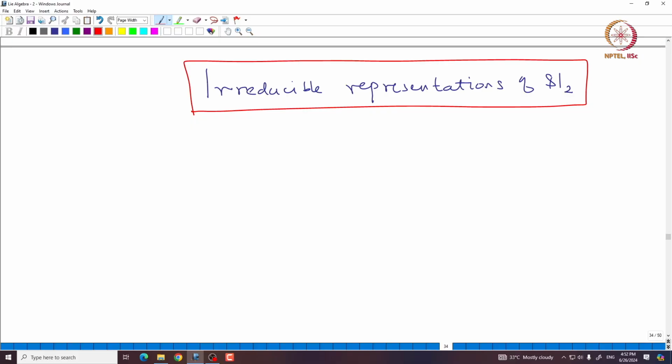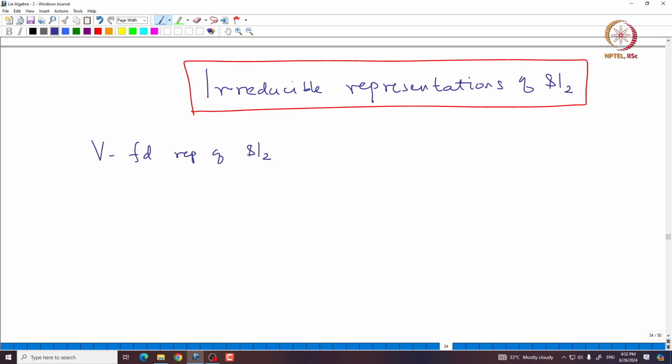Welcome back everyone. In this lecture, we will classify all finite dimensional irreducible representations of SL2. So, let us begin with some basic observations about SL2 representations. Let us start with V being a finite dimensional representation of SL2.